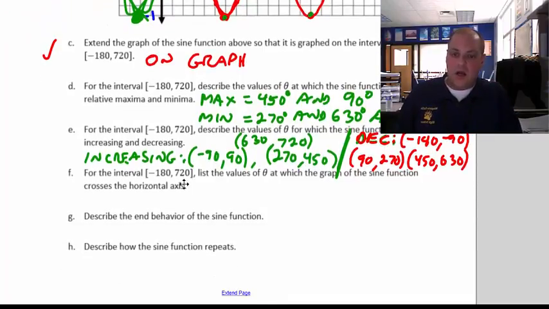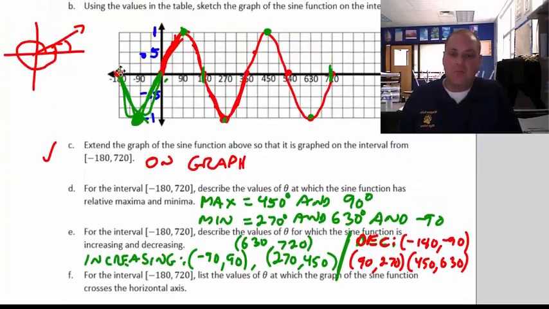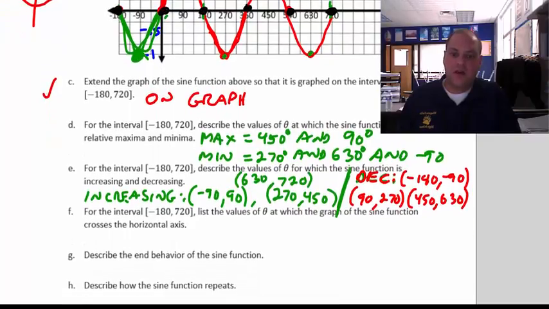Couple more here. List the values of theta at which the graph crosses the horizontal axis. So it crosses the x-axis. I'm going to do it in black. Right here, right here, right here, right here, right here, and right here. So those are all my zeros. Okay, so where does that occur?